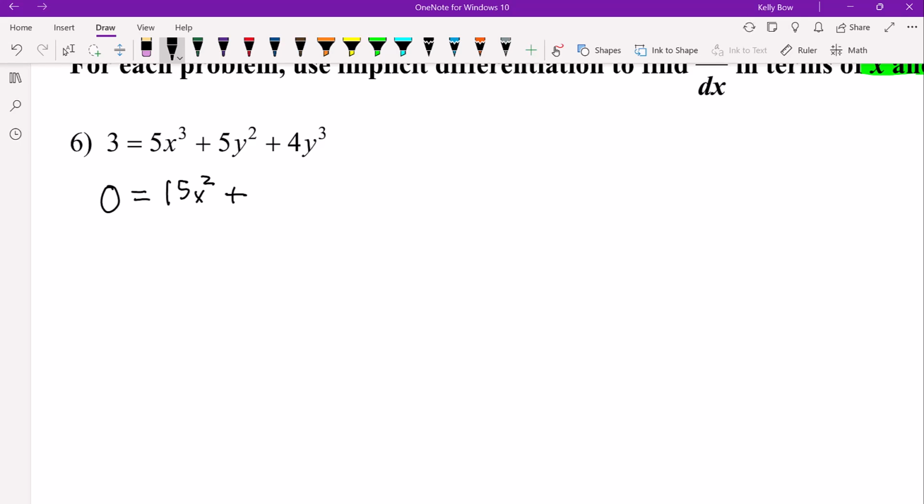5y squared, 2 times 5 is 10, y to the first, but tack on dy/dx. And then 3 times 4, that's 12y squared. Tack on dy/dx. Now we're going to want to get the dy/dx terms by themselves, so we'll subtract that 15x squared from both sides.